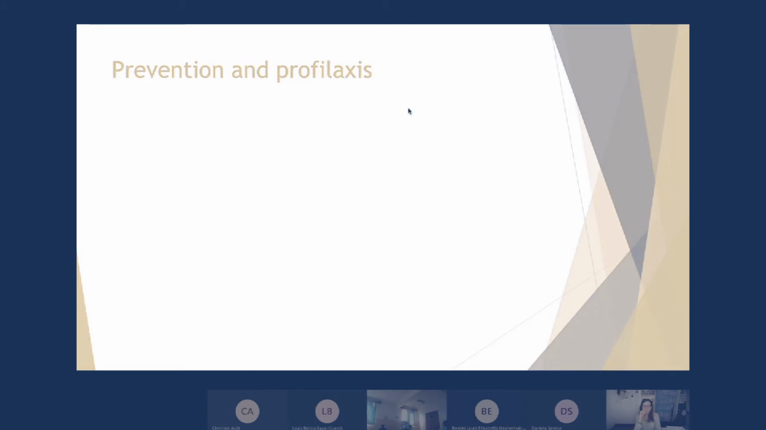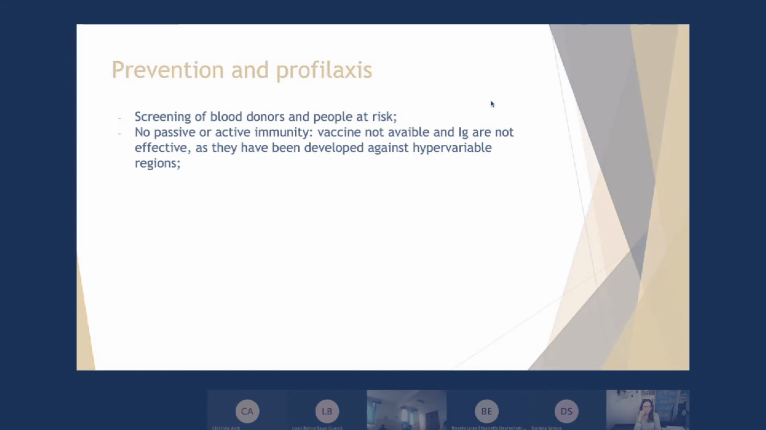Talking about prevention, we know that we have to do, of course, a screening process on people that could be at risk and on blood donors. There is no vaccine. It is important to know that, because, as I said, this virus changes very rapidly. It is difficult to develop something that will block it forever and that will last for a long time. So we don't have vaccines, and we don't have passive immunity. So there are no antibodies that can be administered to someone who has a risky contact.